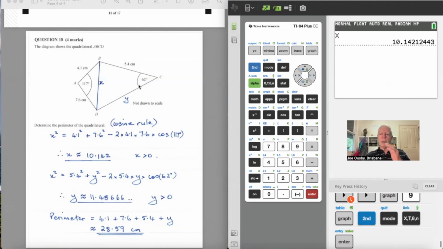Now, this is where the gem showed up for me. In this question, my temptation was, because I knew what x was, I knew what that was.